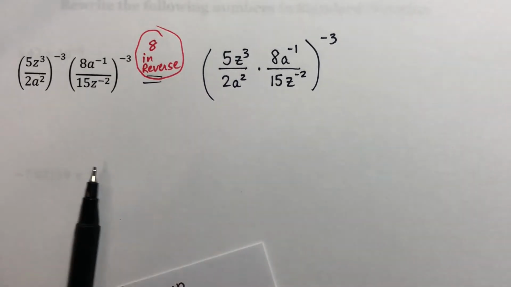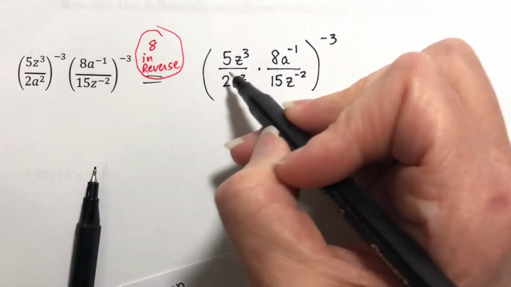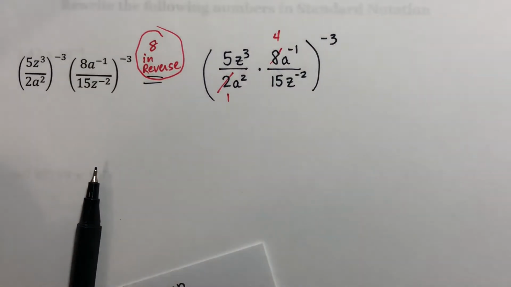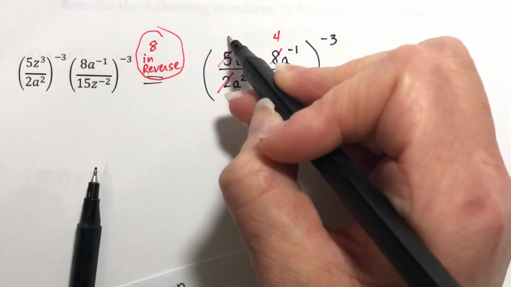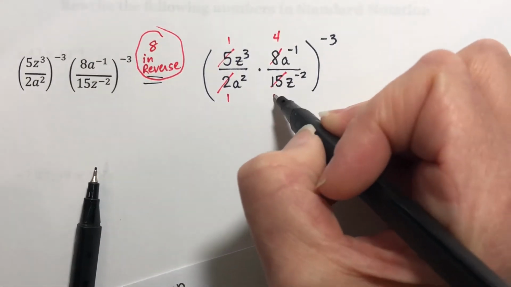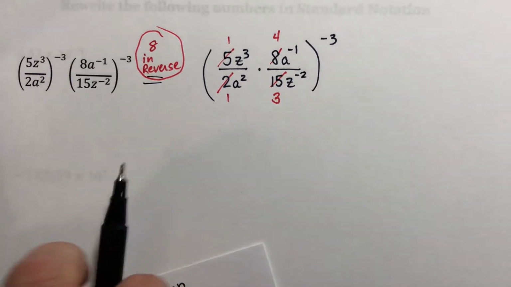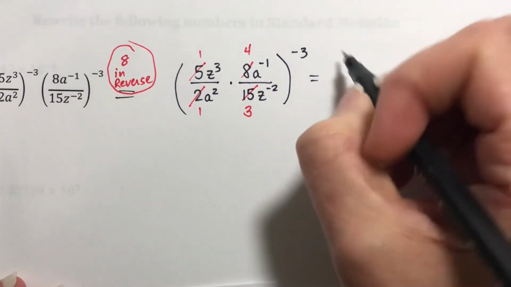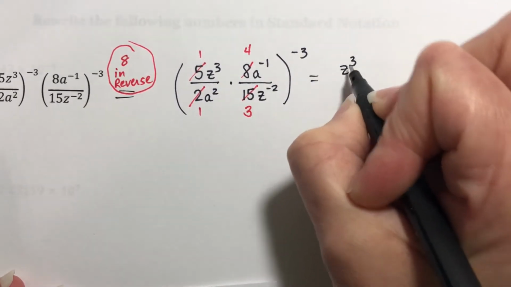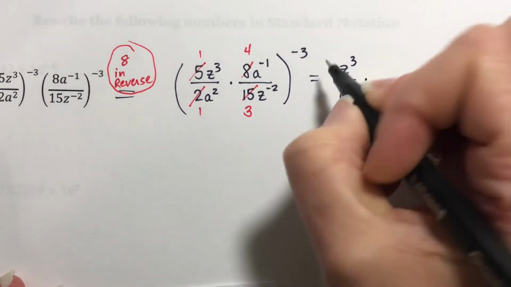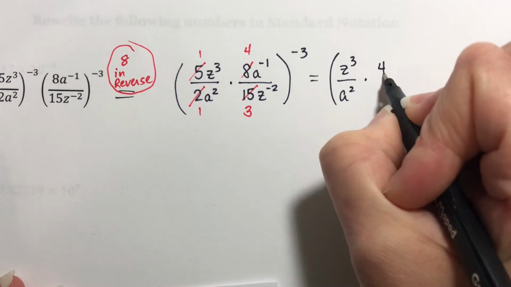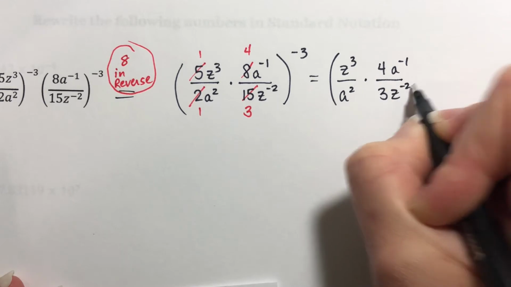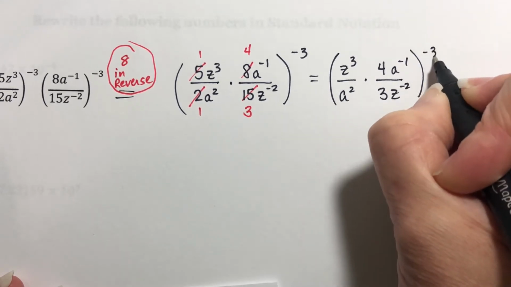Okay, so we know we can cancel on diagonals. So if I divide this by 2, I get a 1, divide this by 2, and I get a 4, which is nice. Okay, if I divide this by 5, I get a 1, divide this by 5, and I get a 3. Okay, so what I'm going to do now is multiply straight across in here to see what we have. I have z cubed over a squared times 4a to the negative 1 over 3z to the negative 2, and that's all raised to the negative 3 power.